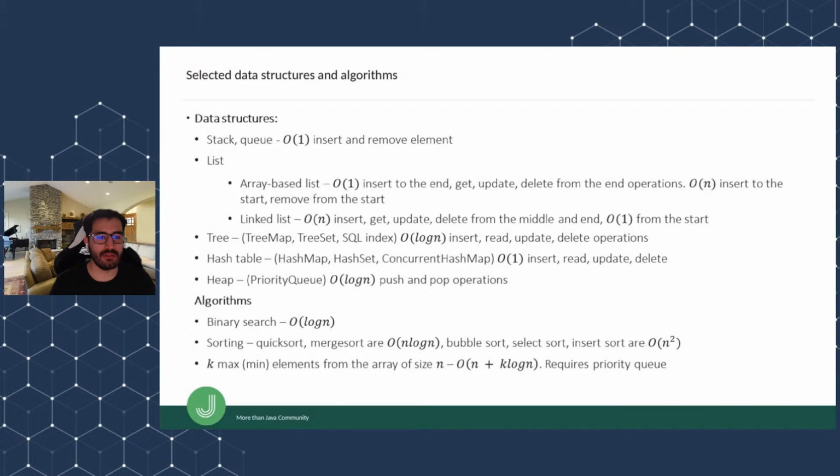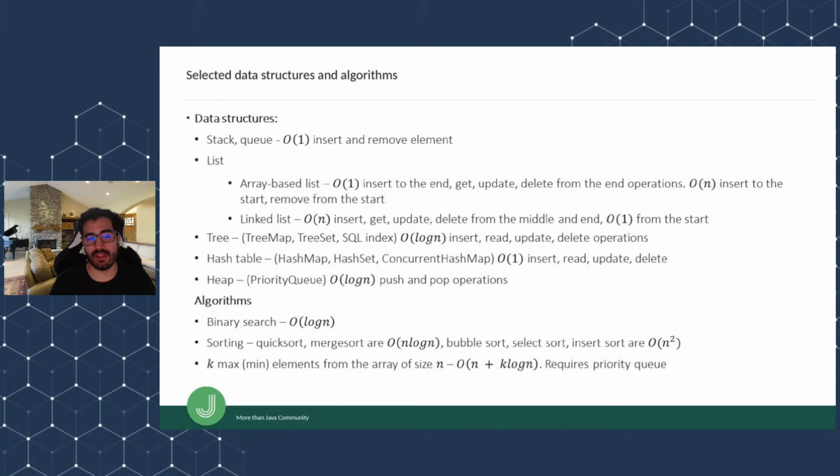Okay, continuing, we have here some examples of data structures and algorithms and how the BigO notation looks for each of them. For example, we have stacks and queues. They have a BigO notation of O(1) for insert and removal of elements.